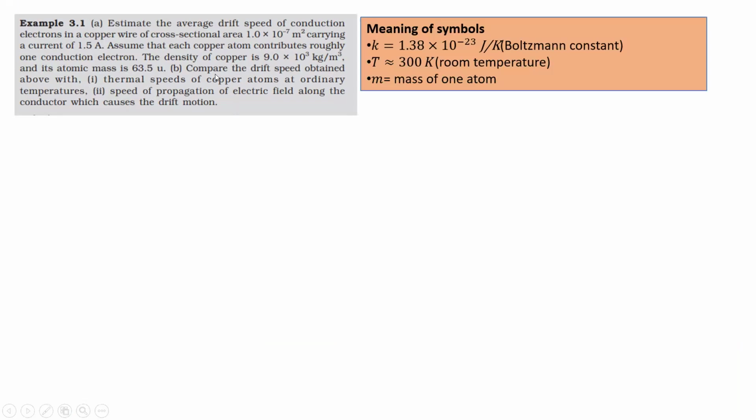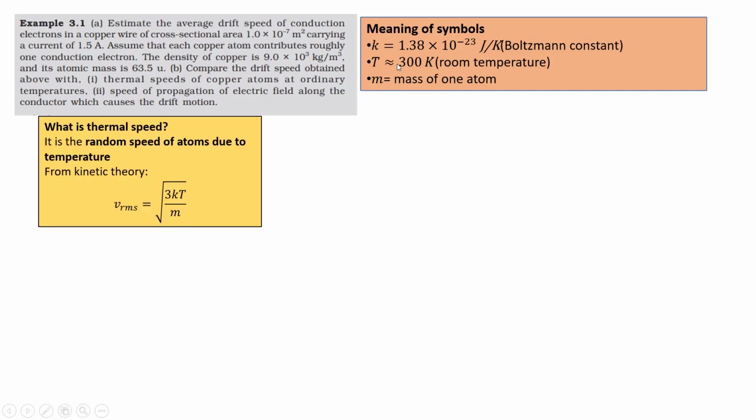That is, compare the drift speed obtained above, that is 10 to the power minus 3 we got, right? With the thermal speed of copper atoms at ordinary temperature. What is the ordinary temperature here? Ordinary temperature is 300 Kelvin. This you have to keep in mind. Boltzmann constant value is 1.38 into 10 to the power minus 23 joule per Kelvin. Okay, so Boltzmann constant value is given. Room temperature is given. m is mass of the atom.